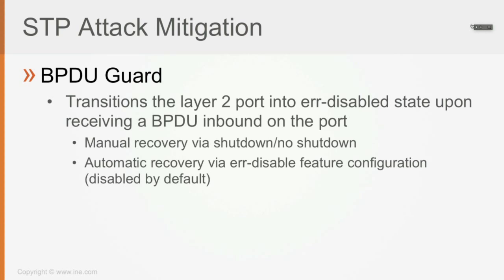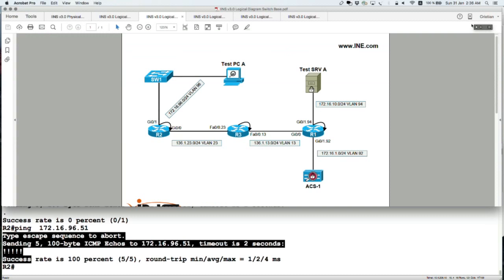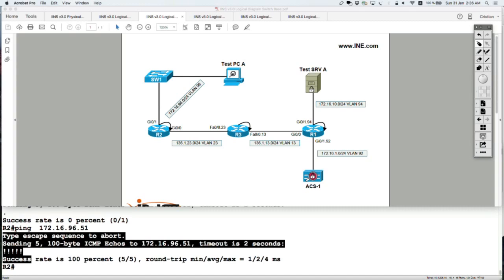So let's see that happening. So what I have is switch 1 and switch 2 connected. Let's see one use case.